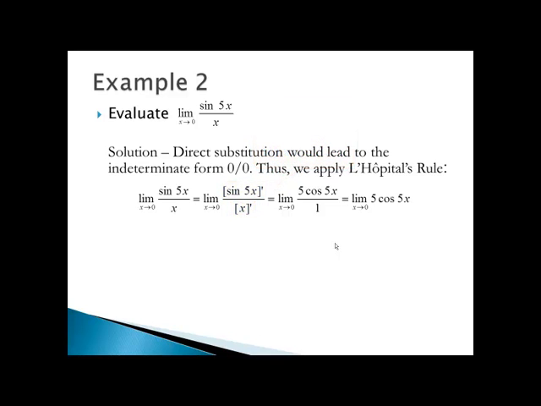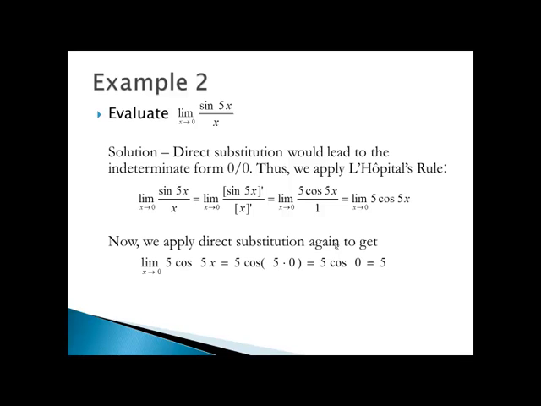The derivative of sine of 5x is 5 cosine of 5x, and the derivative of x is 1. So now I'll look at the limit as x approaches 0 of 5 cosine of 5x. I'll apply direct substitution again and find that that limit value is equal to 5. Therefore, the limit as x approaches 0 of sine of 5x divided by x is 5.